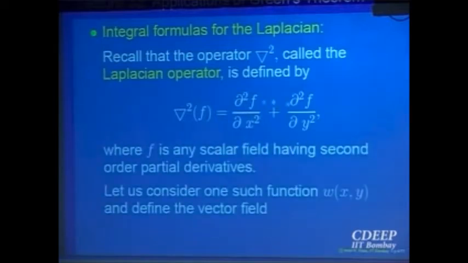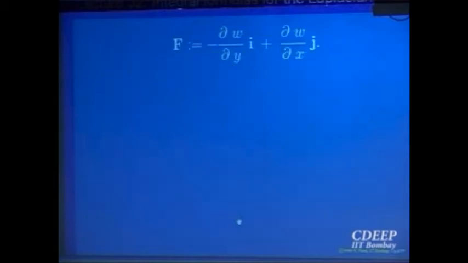Of course we are going to assume that the function f has second order partial derivatives. Otherwise this will not make sense. So let us take a scalar field w, which has this property, that second order partial derivatives exist, and let me take the vector field F to be equal to minus the partial derivative of w with respect to y, that is the first component, plus the partial derivative of w with respect to x. I want to apply Green's theorem to this vector field.